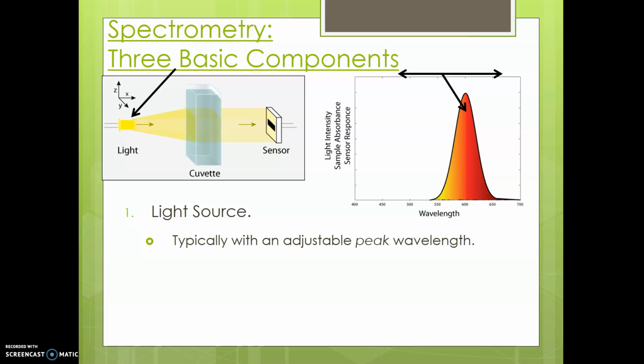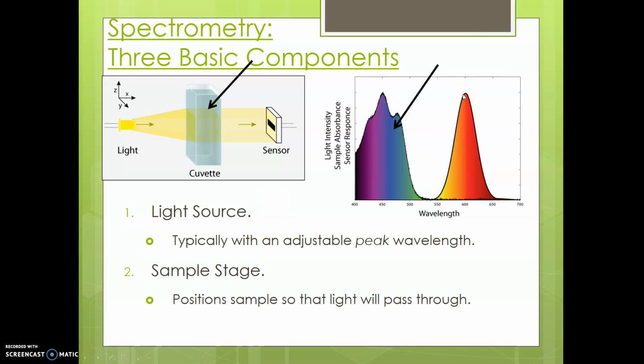So the three basic components of a spectrometer are your light source, usually some form of an LED that has a really good adjustable peak, so we can change how high that is. Then you have your sample stage. This is where our sample is, and it's usually positioned so that the light will pass through it. It's usually some clear little thing called a cuvette.